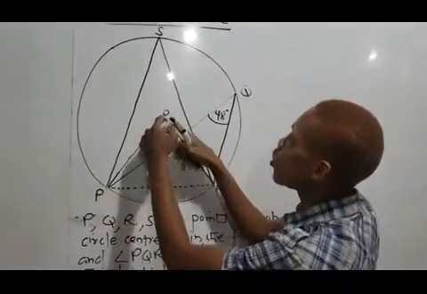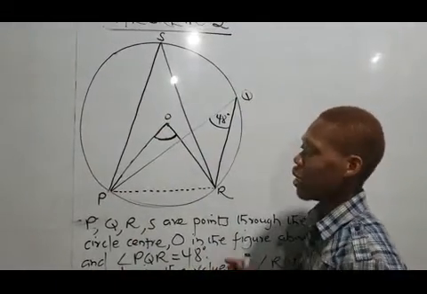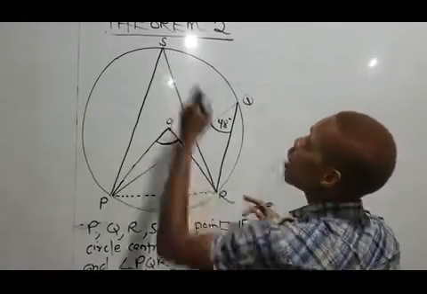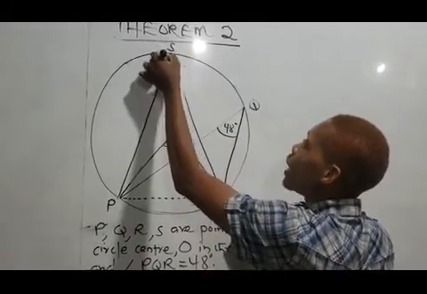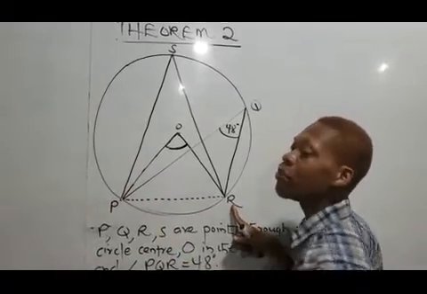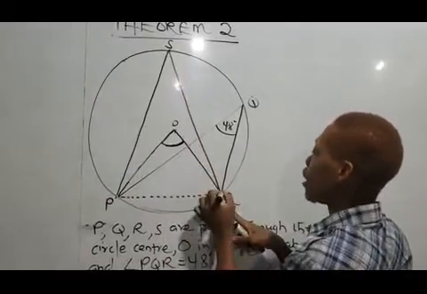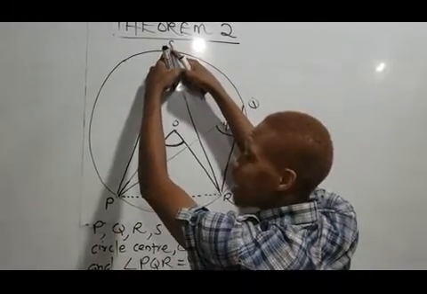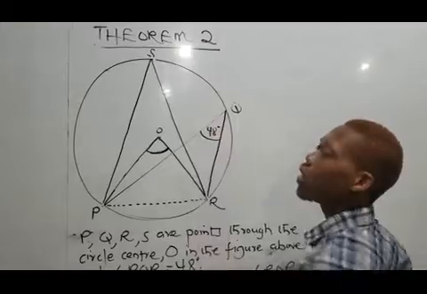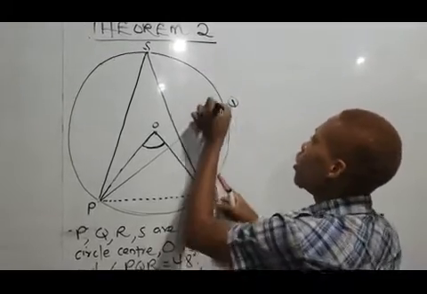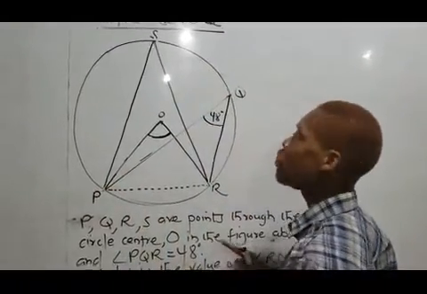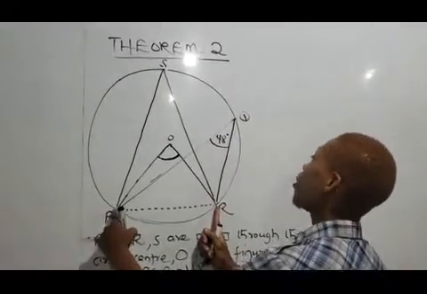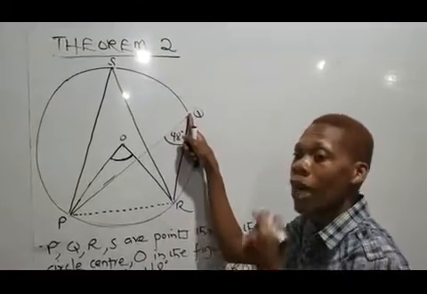Now chord PR subtends O at the center. Let's look at the other angles that chord PR subtends. Now look at the angle S. For angle S, you realize that this line here has a connection with point P. This one also has a connection with point R. So PR subtends S at the circumference. Let's look at the angle Q also. For angle Q, this line has a connection with point P. This line has a connection with point R. So PR subtends angle Q also at the circumference.